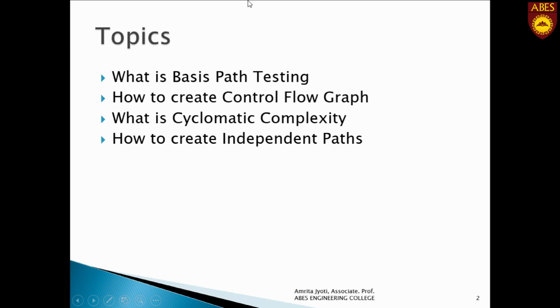Today in this lecture we will see what is basis path testing, how to create a control flow graph, what is cyclomatic complexity, and how to create independent paths in the DD path graph.